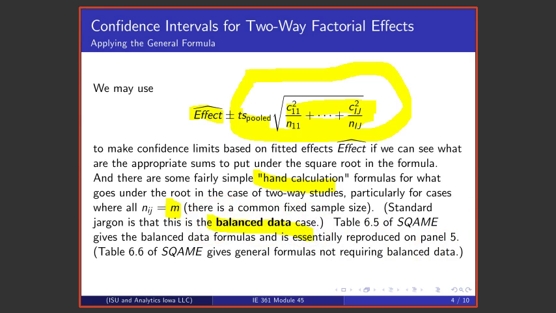And those formulas are collected in Table 6.5 of Vardeman and Jobe. The more complicated formulas that are necessary when data are not balanced are collected in Table 6.6 of Vardeman and Jobe. In this particular module, we're going to concentrate on the simpler balanced data case.